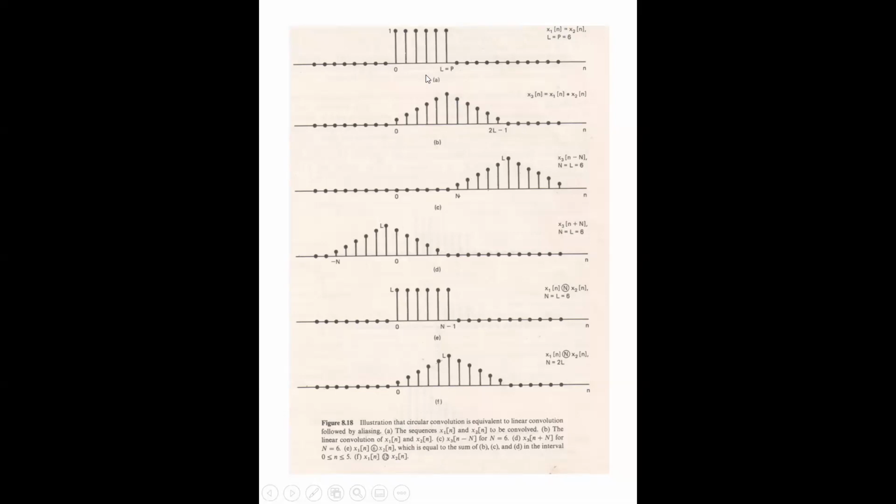Likewise, how many samples will be there? There will be 11 samples: L plus P minus 1, which is 6 plus 6, 12, minus 1. So I can write L plus P minus 1. Since P is equal to L, I can just write L plus L, that is 2L minus 1. So the samples will be from 0 to 2L minus 2. This is the sequence x3[n].